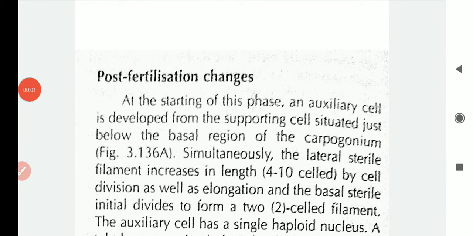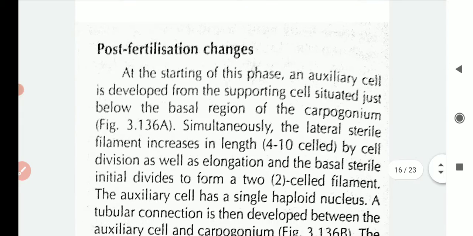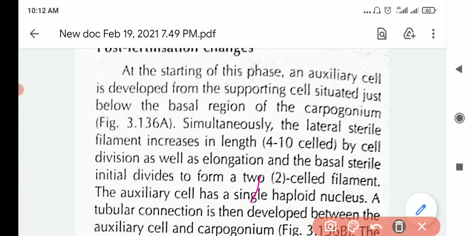Okay, so after the fertilization, let us see how Polysiphonia cares for its embryo. What are the changes that occur? Now let's look at the post-fertilization changes. At the starting, just after fertilization happens, one auxiliary cell will come from the supporting cell.